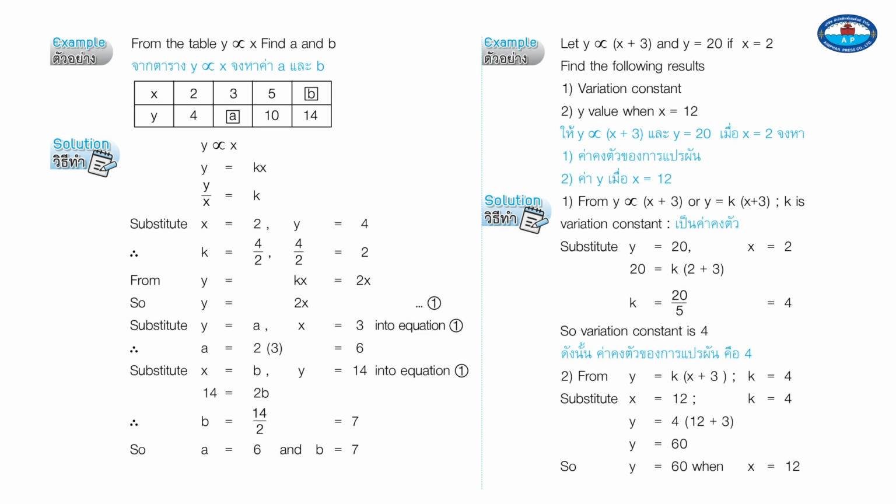2. From y equals k(x plus 3); k equals 4. Substitute x equals 12; k equals 4. y equals 4(12 plus 3), so y equals 60. So y equals 60 when x equals 12.